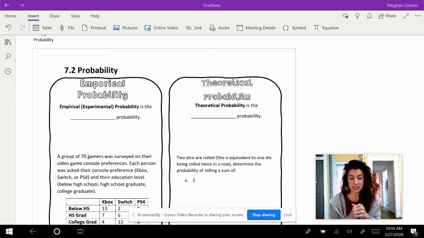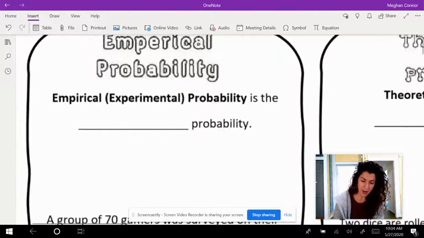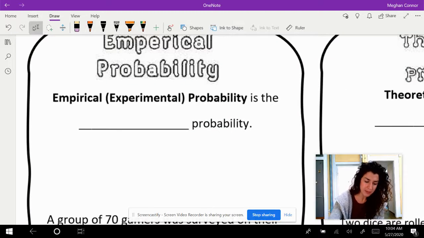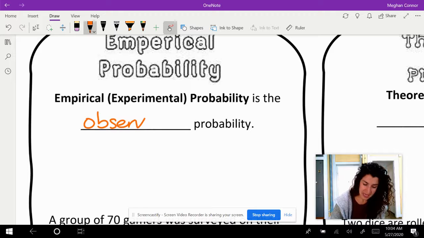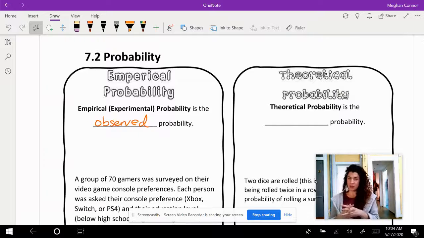So the main difference is that empirical probability is the observed probability. And what that means is that where we would talk about the odds of something happening with theoretical probability, with empirical probability we're talking about an experiment that has already manifested, and we are now looking at the results from that experiment to determine, if those results happen again, what is the probability that this will happen?